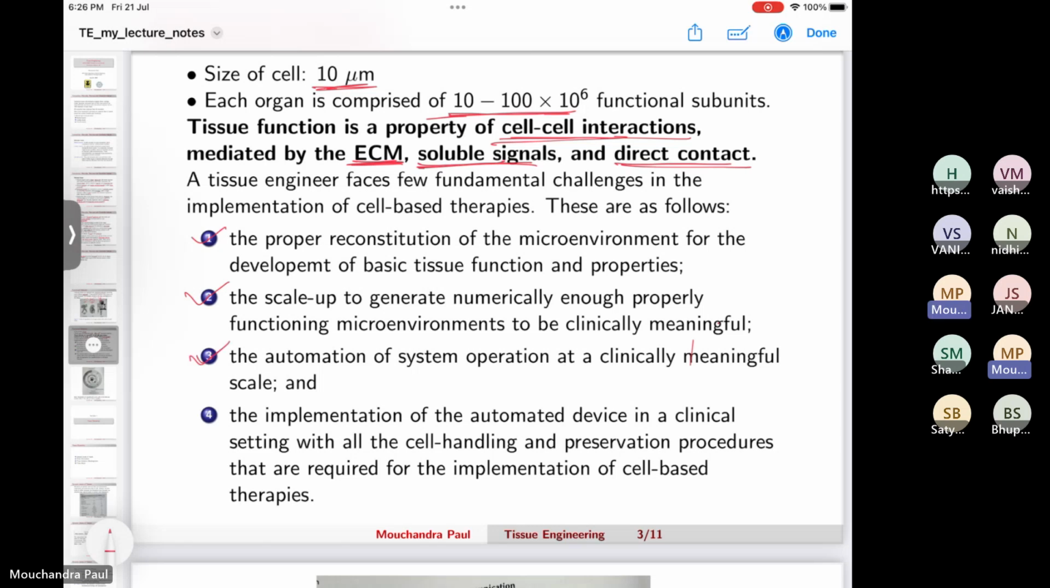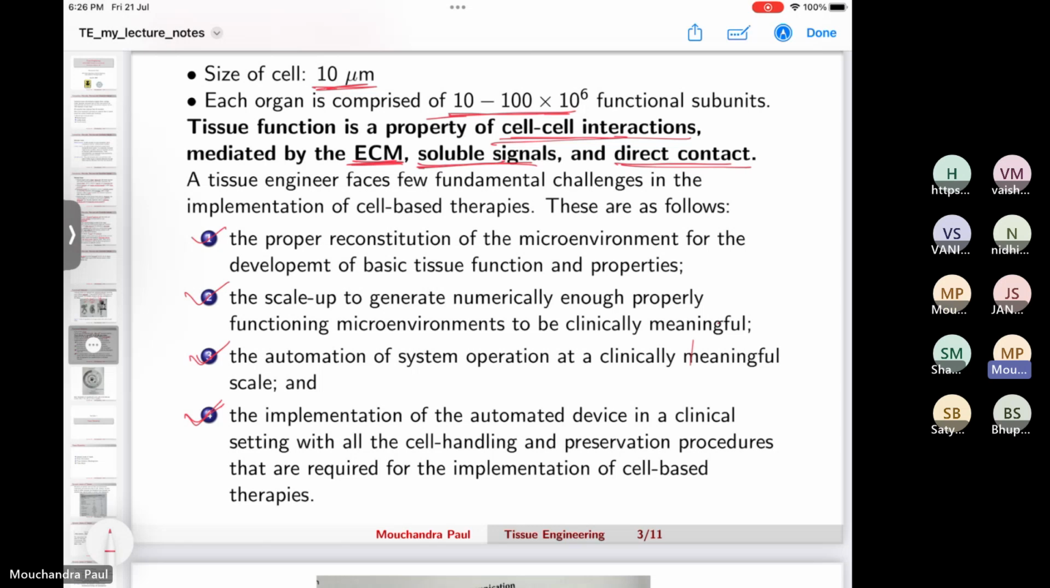The third challenge is to automate the entire system, so every time you are making a tissue, you are getting the exact same properties. Batch to batch variation is not there. So automation is required for that. This is the third challenge.